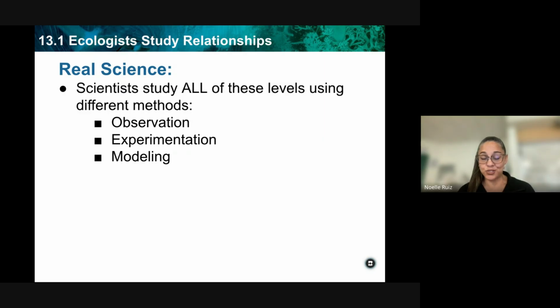So there are scientists who just visit places and observe the nature there. They observe the different types of animals, how those animals interact. Are they predator? Are they prey? Where they live? How much water they need to survive? They make observations, they take notes.